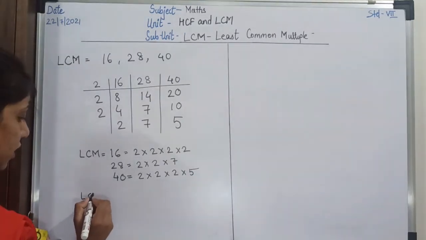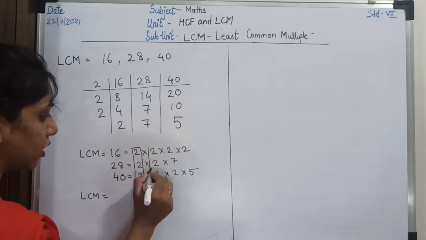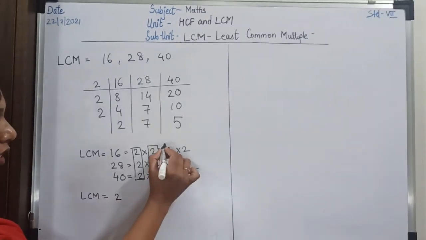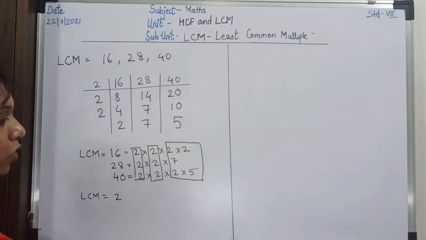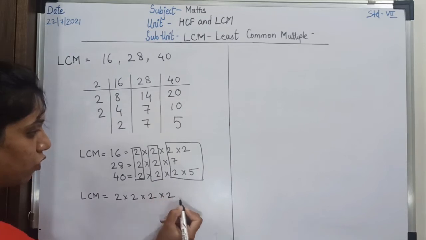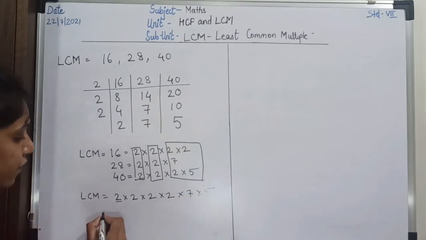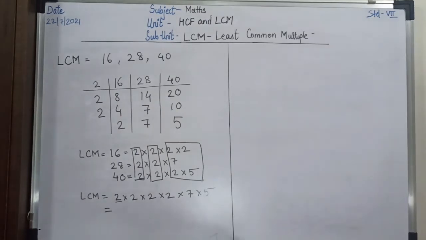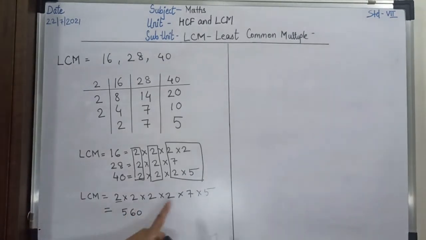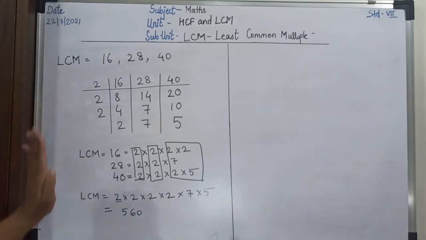So children, the LCM of 16, 28 and 40. So 2 is the only common factor, correct? So we will write here 2. And in LCM, we write the factors which are not common also. So 2 into 2 into 2 into 2, 4 times. 1, 2, 3. And this one is the common factor. And now 7 and 5. So LCM of 16, 28 and 40 is 560. If you multiply all this, the answer will be 560. This is how you take out or divide the three numbers together and find out the LCM.